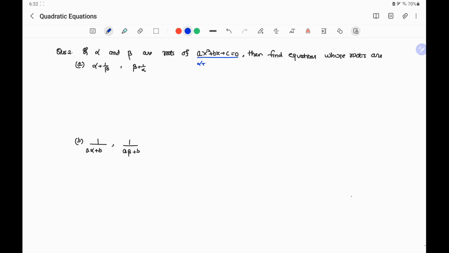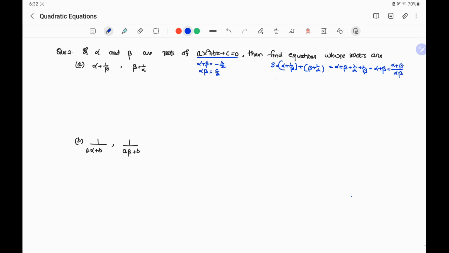So we know that the sum of roots alpha plus beta will be equal to minus b by a, and the product of roots alpha beta will be equal to c by a. For the given roots, the sum is alpha plus 1 by beta plus beta plus 1 by alpha, which can be written as alpha plus beta plus 1 by alpha plus 1 by beta, that is equal to alpha plus beta plus, taking the LCM alpha beta, it is alpha plus beta.